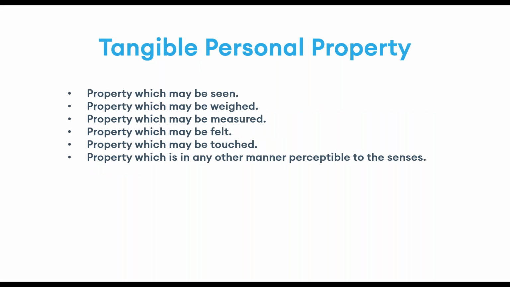So to get a little deeper, we really want to understand what is tangible personal property. The biggest definition is going to be tangible personal property is defined in part as personal property which may be seen, weighed, measured, felt, touched, or which is in any other manner perceptible to the senses. So that's a pretty high level definition of personal property. The best way to think about it is if you're selling a product, it's probably subject to sales taxes.